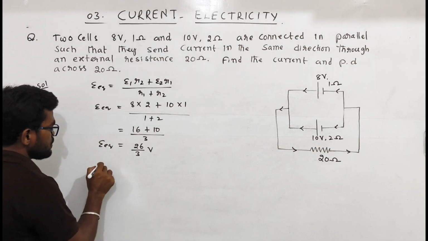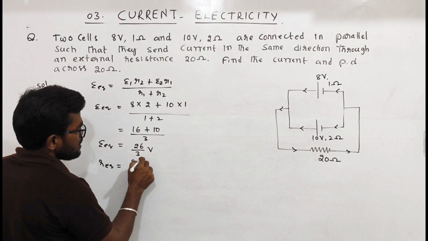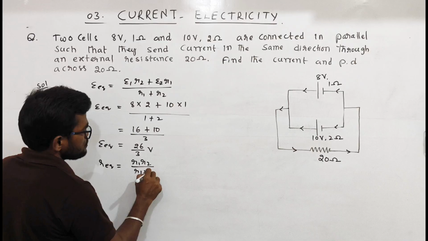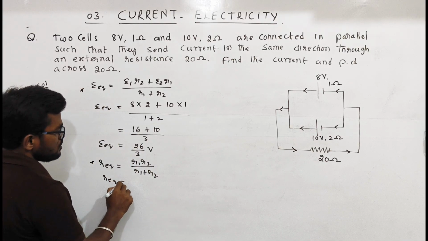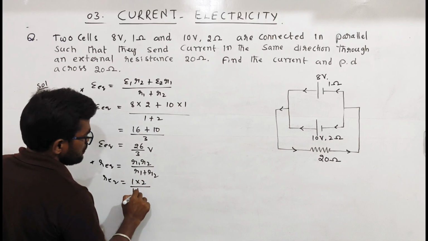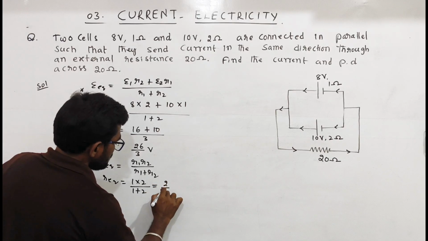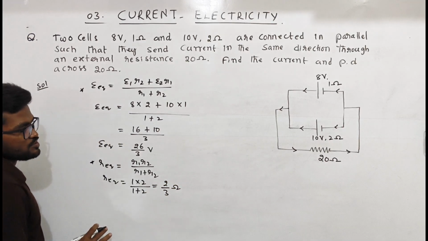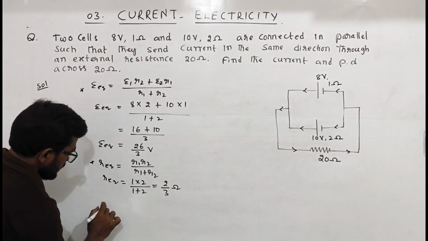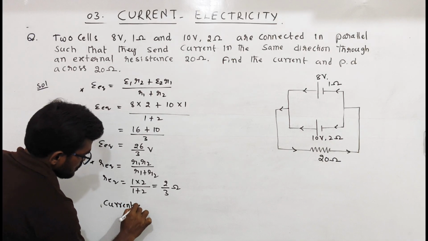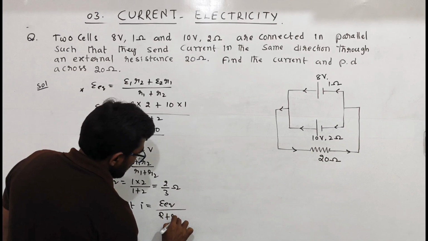Then R equivalent for parallel combination. When cells are connected in parallel, R equivalent is equal to R1 R2 divided by R1 plus R2. These two formulas are very important. This is the first one, this is the second one. R equivalent is equal to 1 into 2 divided by 1 plus 2. R1 is equal to 1, R2 is equal to 2. This gives 2 divided by 3 ohm. Then current in the circuit. Let us calculate the current in the circuit. I is equal to E equivalent divided by capital R plus small r equivalent.